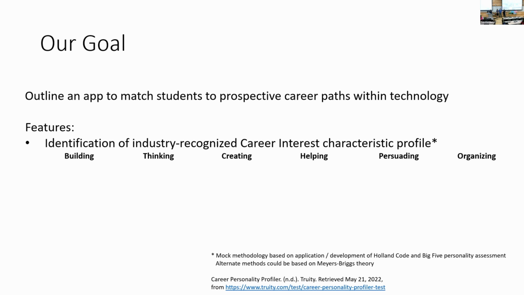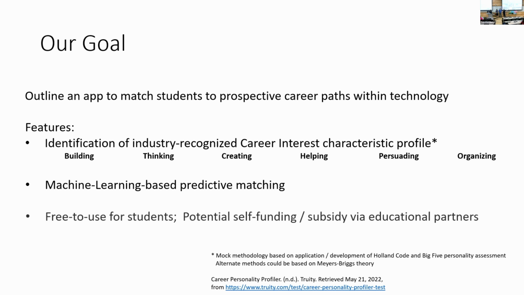So for the features of what we've designed, we wanted to identify some characteristics that people within different parts of the tech field have. For our example, we have chosen building, thinking, creating, helping, persuading, and organizing. Then in a final product, we would have machine-learning-based predictive matching of the characteristics of a user to the average characteristics of a person actually working in that field. And we would want it to be free to use for students.